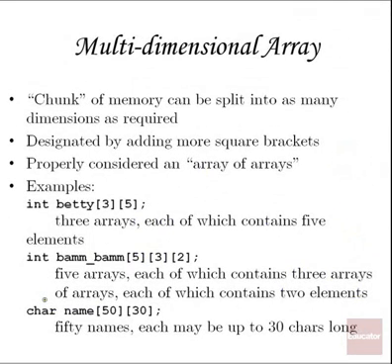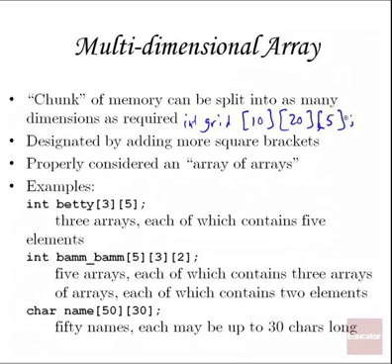Okay, let's get into a multi-dimensional array. We get that chunk of memory, we can split it into as many dimensions as we need. We designate it by adding more square brackets. So we can have a grid which has got 10 on one side and 20 on the other side. And that's your 2-dimensional array. If you need to be 3-dimensional, let's put another grid on there. So here's Betty, which is 3 by 5.